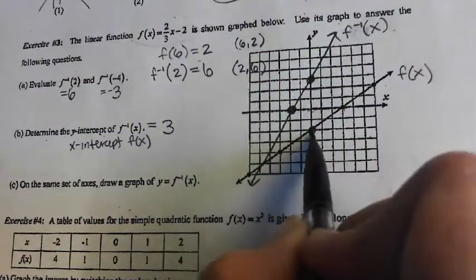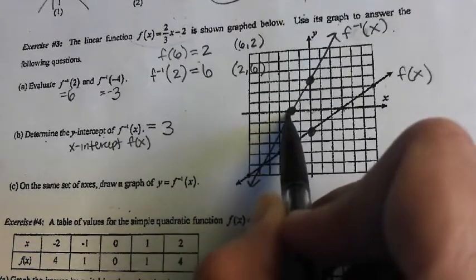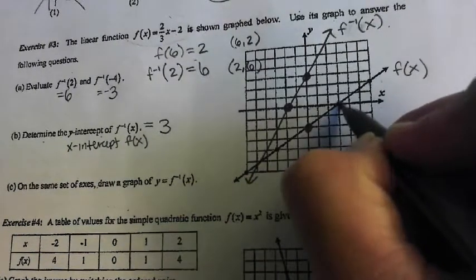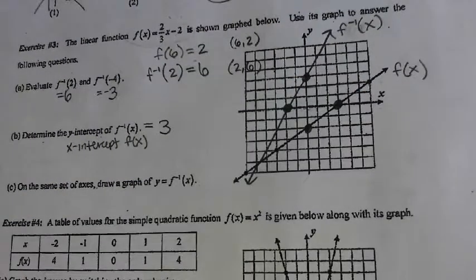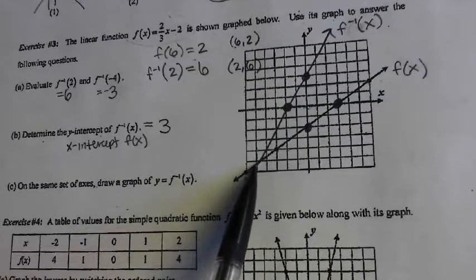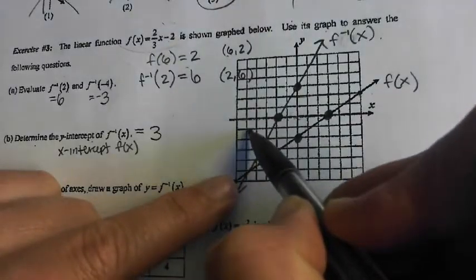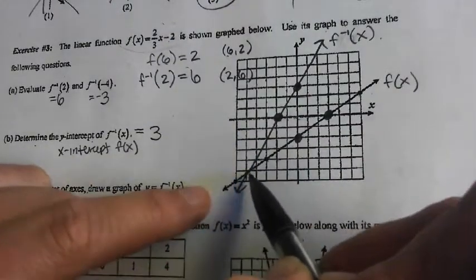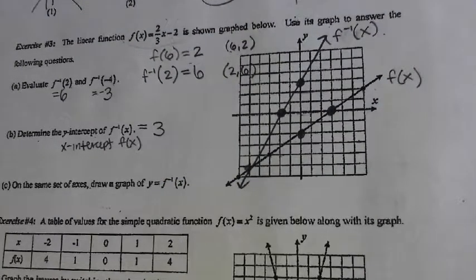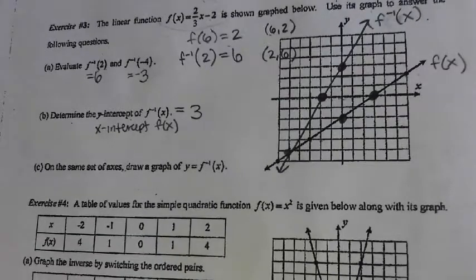So the y-intercept of the original became the x-intercept of the inverse, and the x-intercept of the original became the y-intercept of the inverse. You notice how they share a point? What point is that? (-5, -5)-ish, right? Why do they share (-5, -5)? What's (-5, -5) when you flip it? (-5, -5). So they obviously both have that. So that was part C.